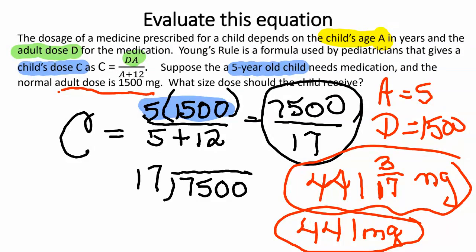Some of you are going to get 441 3/17 as an answer. But Pearson may also find and give you the answer of 441 milligrams. What's more important, more appropriate? The 441. Now do take care.